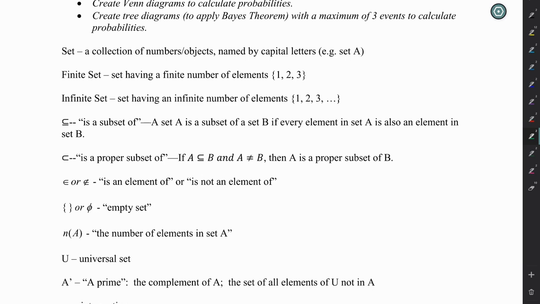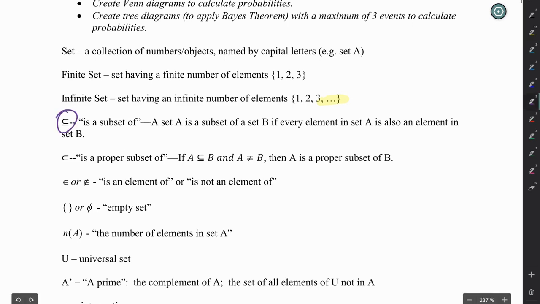An infinite set is a set having an infinite number of elements. You'll know if your set is infinite because it will have the ellipsis at the back to show that it's going on forever, or it could be at the front, or it could be at both the front and the back.